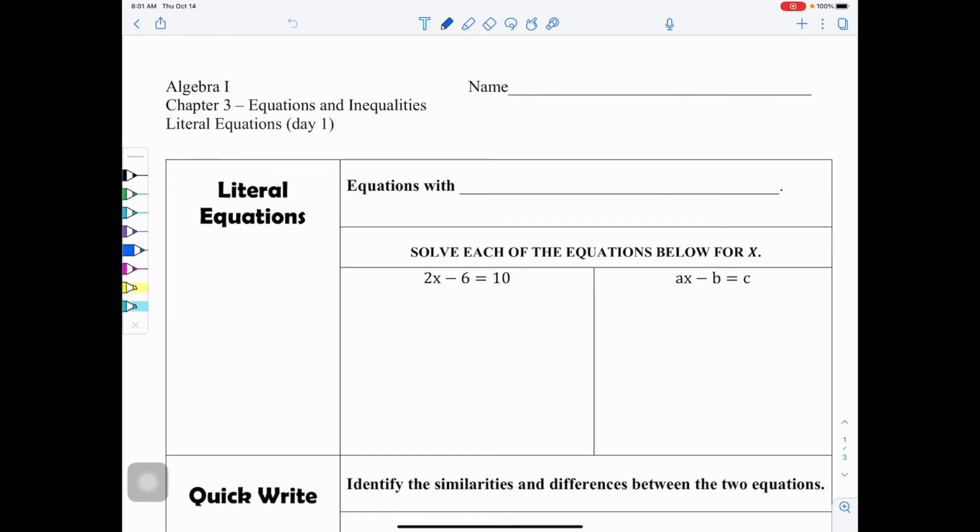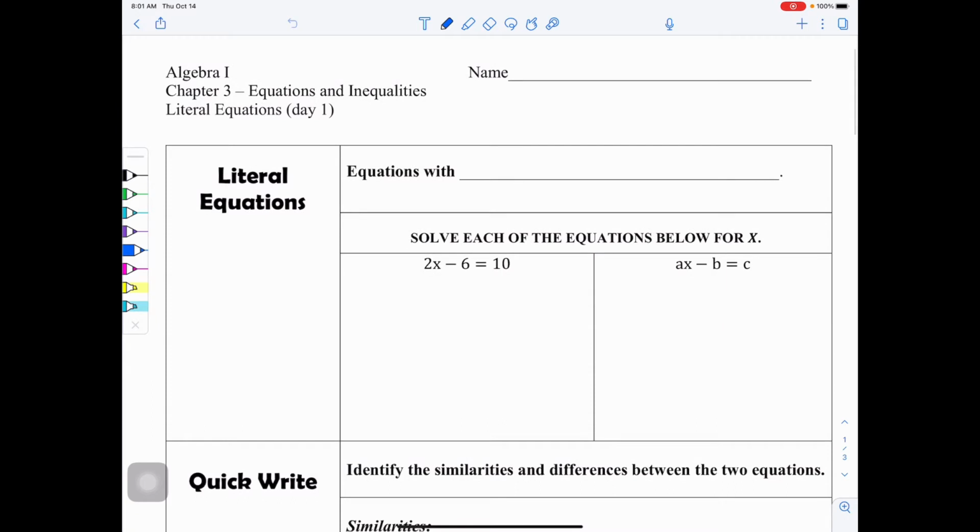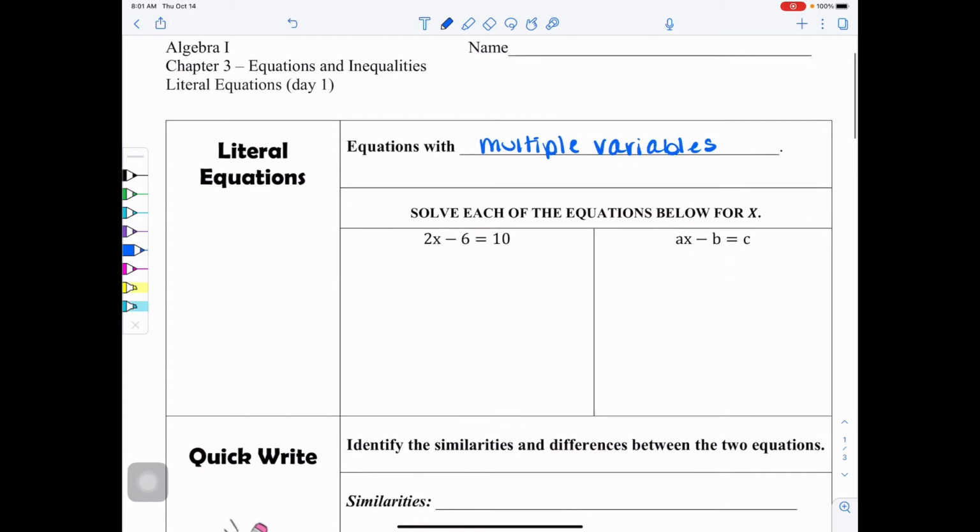Today's lesson is called Literal Equations Day 1. So let's start with a definition of what a literal equation is. Literal equations are equations with multiple variables. To demonstrate this, we're going to solve each of the equations below for x.